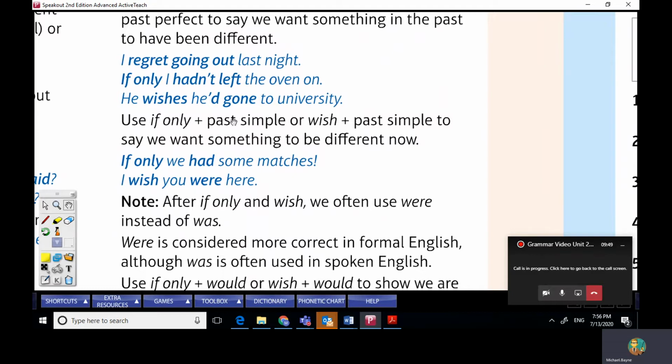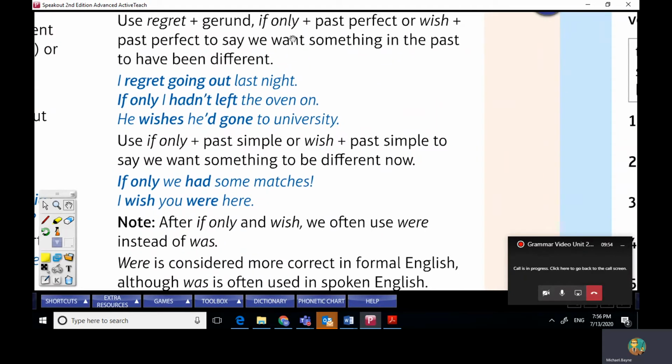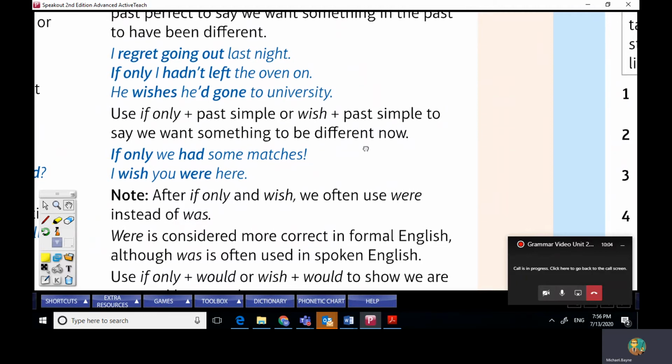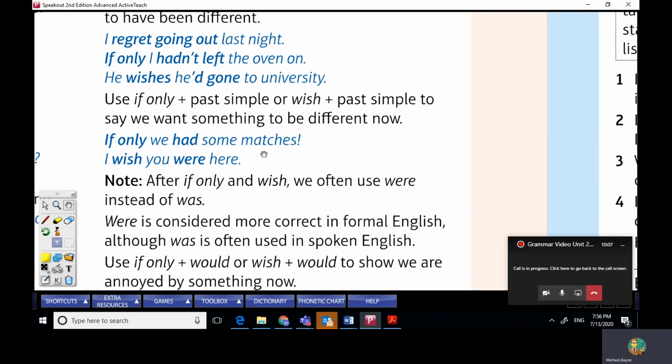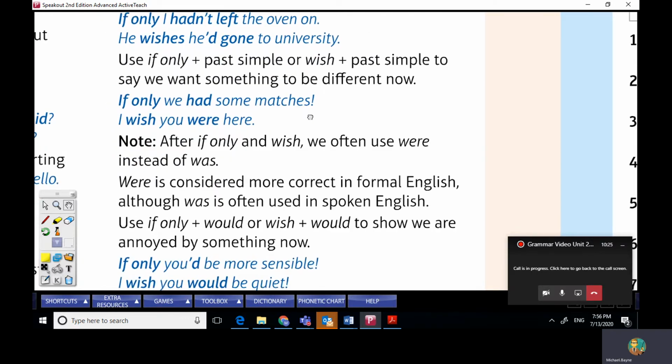Sometimes we can use if only with past simple. Okay, so notice up here, if only is with past perfect. So it has this meaning. You want something different in the past. If we use if only plus past simple or wish plus past simple, that means we want something to be different now. If only we had some matches. That means I really want some matches now, but I don't have them. I wish you were here. That means I want you to be here now, but you're not. So notice this is with past simple. Up here, this is with past perfect. And so it does have a different meaning depending on the structure that you use.